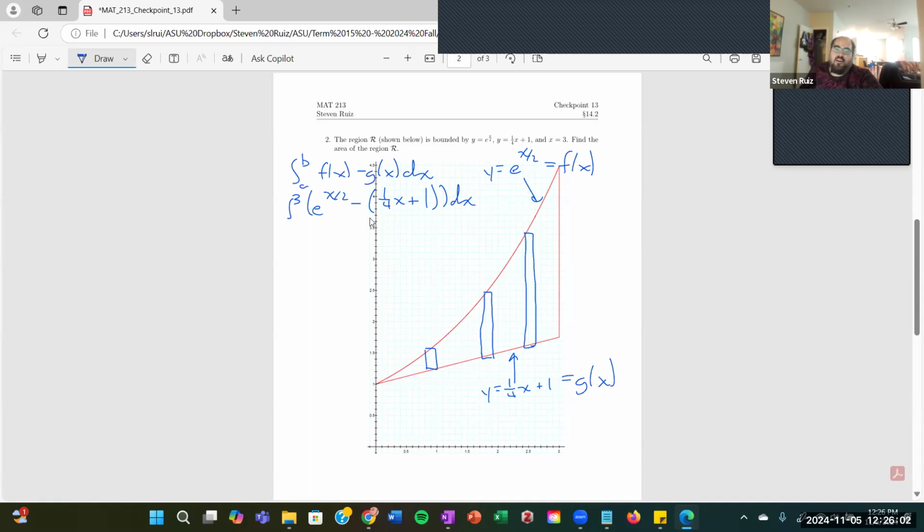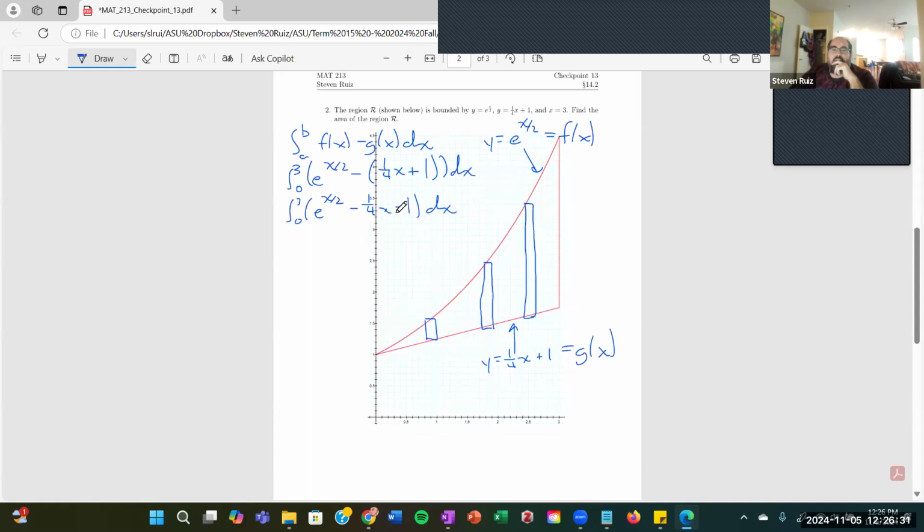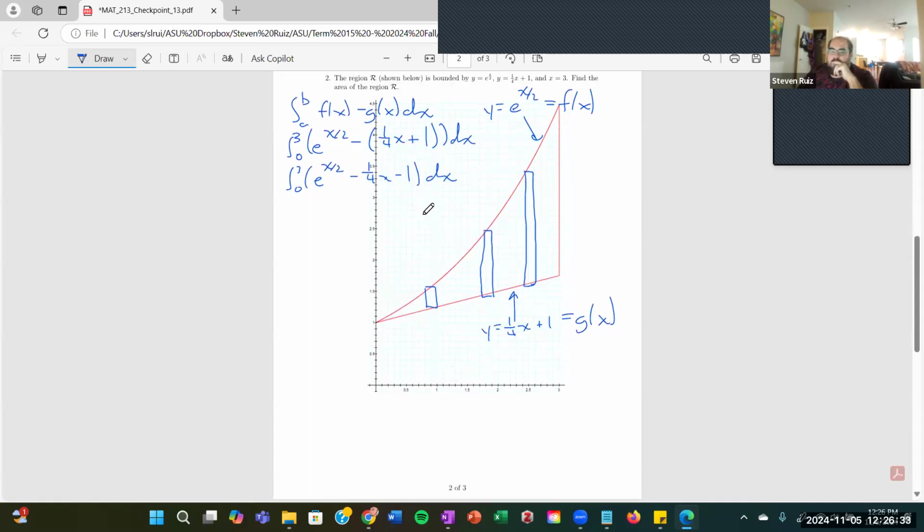I can also tell you that our left end is going to be 0. So the y-axis is the left end of this curve. So this is a good setup for our integral. I'm going to do one last thing here and actually distribute that negative sign that I went on about for so long. So e to the x over 2 minus 1/4 x minus 1 dx. And now from here, I think I am ready to take an antiderivative and evaluate.